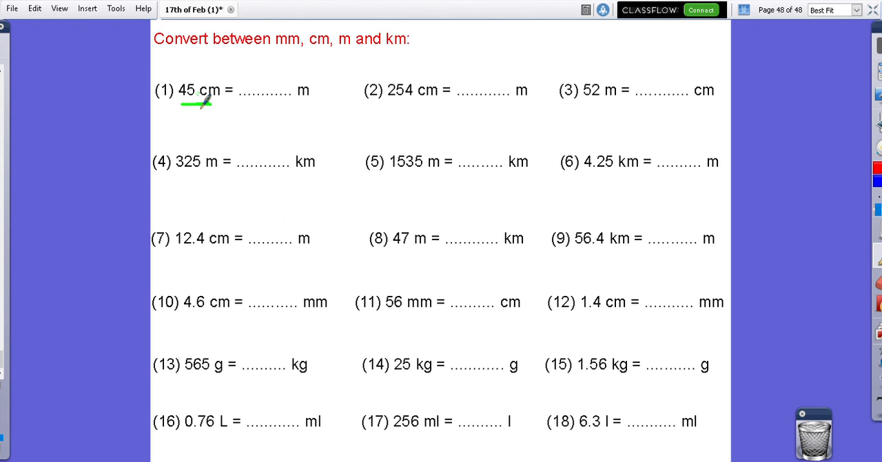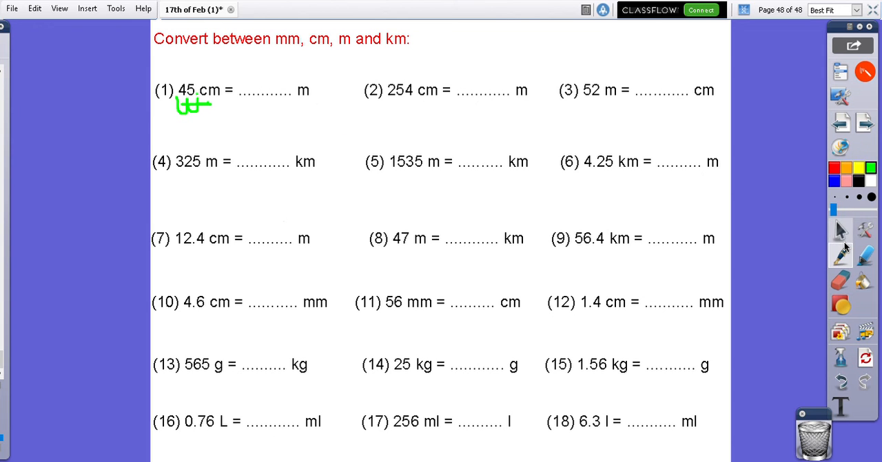Dividing by 100, I move the decimal point 2 digits to the left. So the decimal point is here, hiding at the end. Move it here to the left, 2 digits, it becomes 0.45. All right, the next question, or let me choose another question.